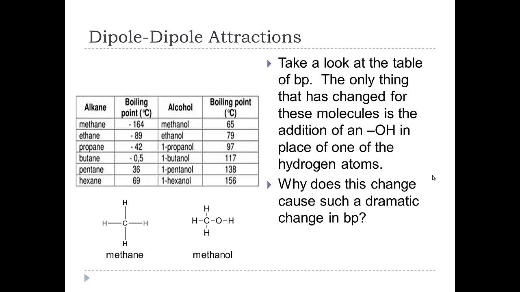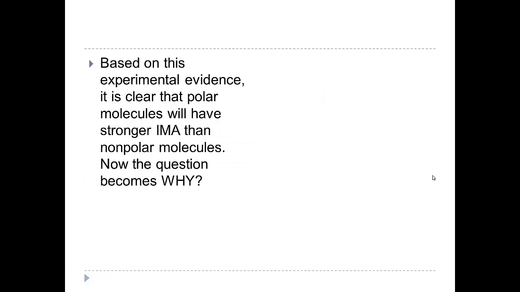The main reason has to do with the structures. So if you look at methane, it's got polar bonds, but they're symmetrical, so that's going to be a nonpolar molecule. If you look at methanol, now that's going to be a polar molecule because that oxygen and hydrogen group are going to pull the electrons towards them. Based on this experimental evidence, it is clear that polar molecules will have a stronger intermolecular attraction than nonpolar molecules. Now the question becomes, why?